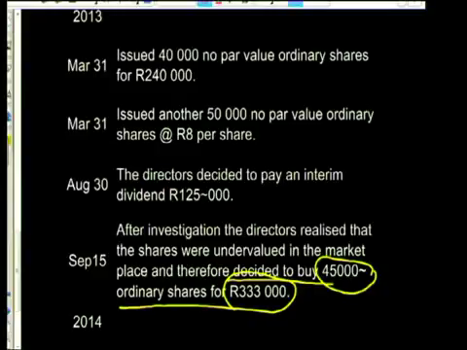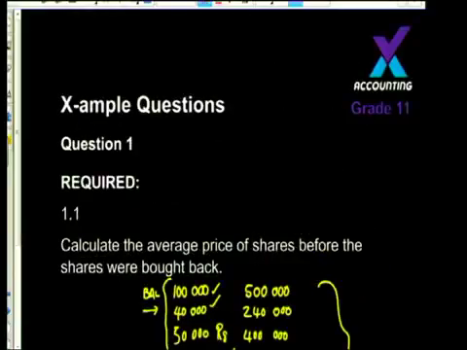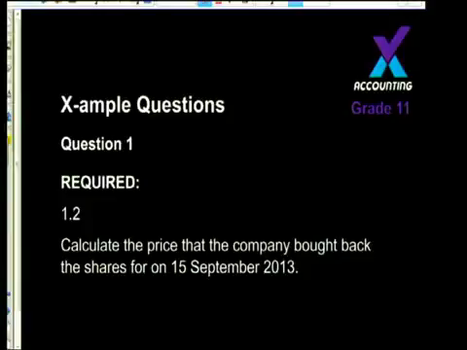Okay, immediately this tells us that we now have the number of shares that we are buying back, which is 45,000, and how much did we pay for those shares? We paid 333,000 Rand for those shares. In other words, now we can go back and say, right, let's do this.